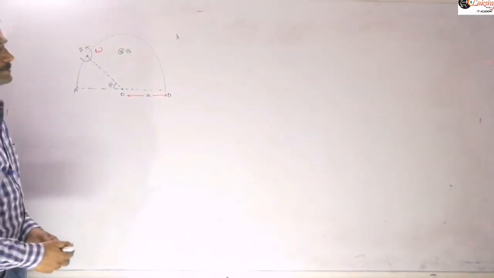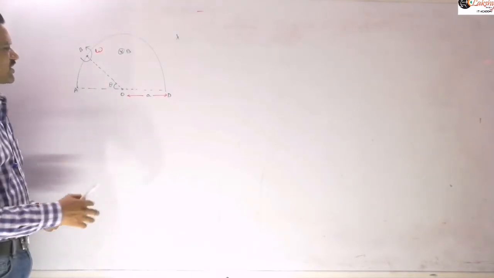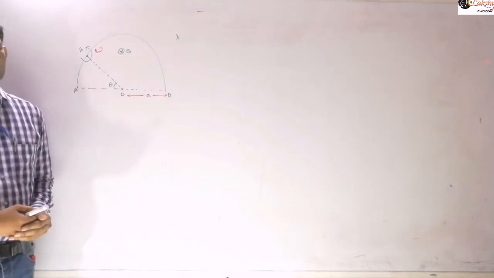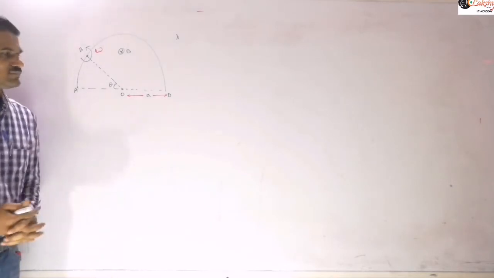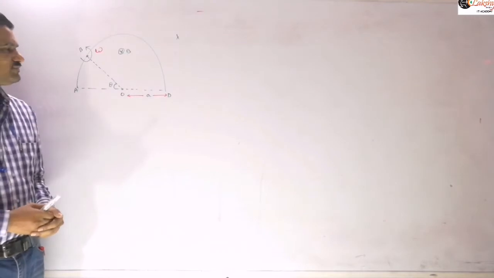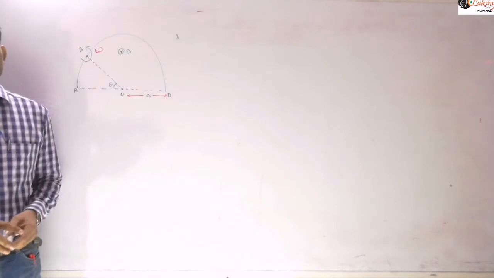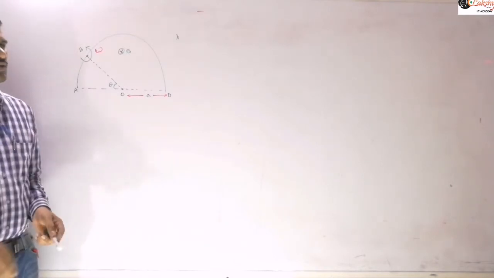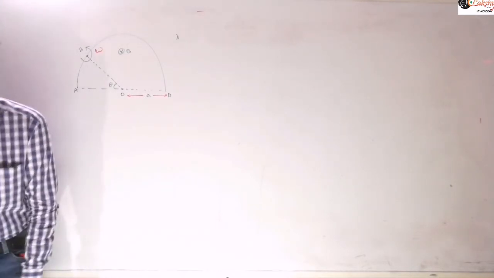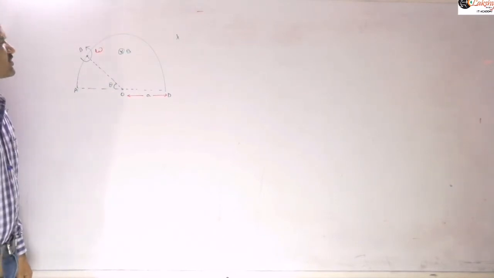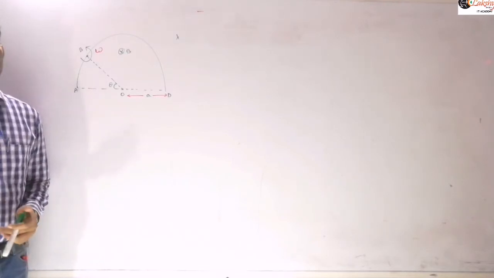First question: the potential difference between the points A and D. And next question: if A and D are connected by a conducting wire of zero resistance, then what is the potential difference between A and B?